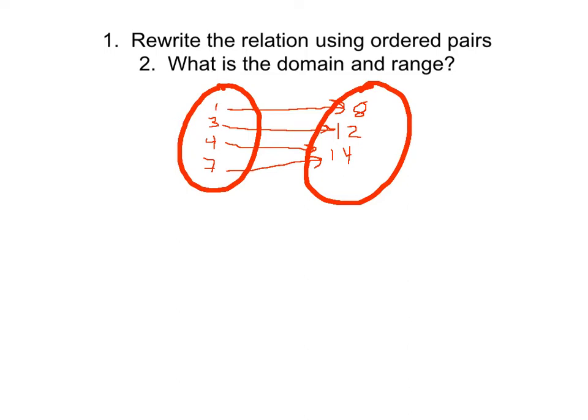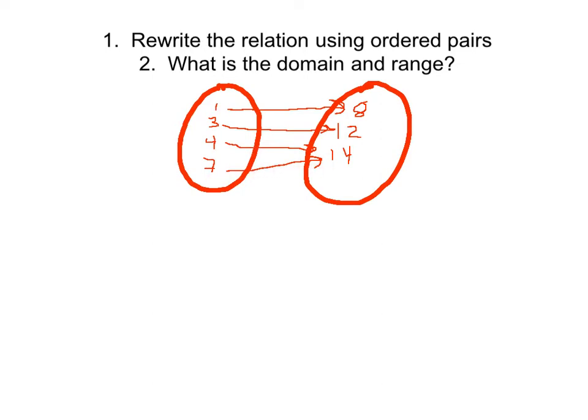So, a relation just links together two sets. And this set over here, we have the numbers 1, 3, 4, and 7. On the right, we have the set of numbers 8, 12, and 14. And in this particular relation here, 1 is mapped to 8, 3 is mapped to 12, 4 is mapped to 14, and 7 is mapped to 14.